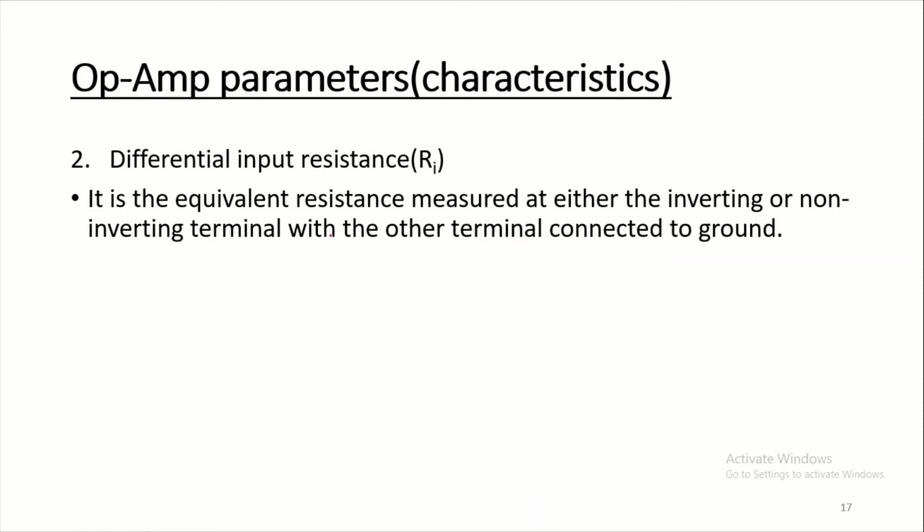Next is differential input resistance. It is the equivalent resistance measured at either the inverting or non-inverting terminal with the other terminal connected to the ground. The resistance which is connected at the input side of the op-amp is called the differential input resistance. The Ri should be as high as possible. It is a few mega ohm for an op-amp having a transistorized input stage, whereas Ri is extremely high for op-amps having a FET based input stage.